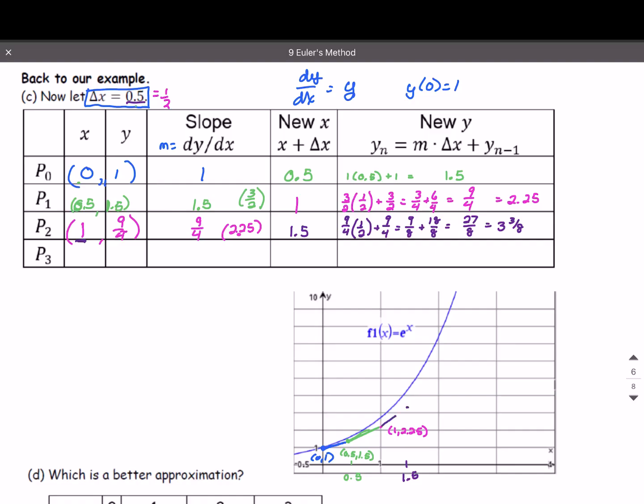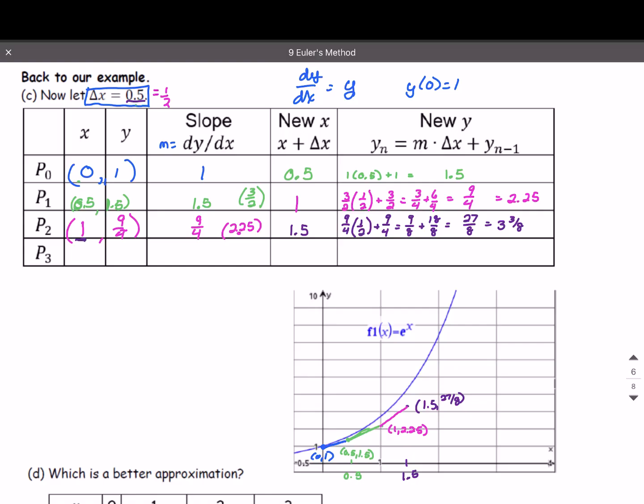Then we're going to connect, and there's our tangent line. So we still have another iteration to go. So I'm going to bring down this 1.5 is our x, and 27/8 is our y. Our slope is the y value, 27/8.